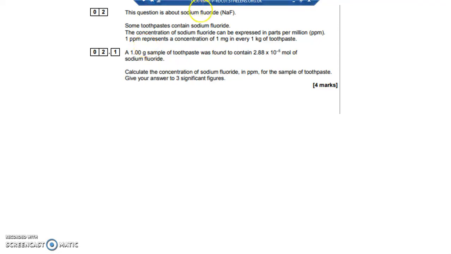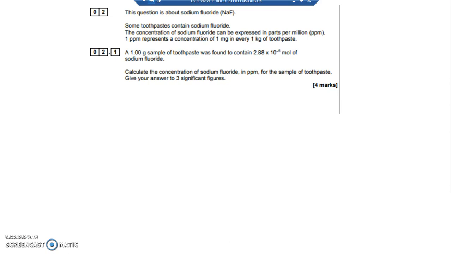Question 2. This question is about sodium fluoride, NaF. So immediately I've been given a formula, NaF, so I might have to do something with MR to convert it into moles. Some toothpaste contains sodium fluoride. The concentration of sodium fluoride can be expressed in parts per million. That's a concentration we're not used to, so let's work out what that is.